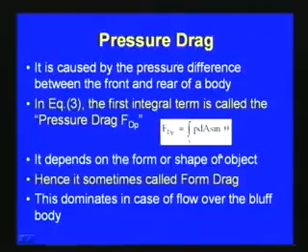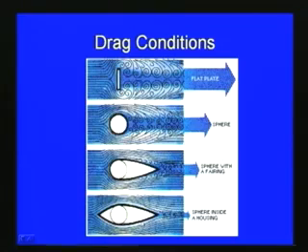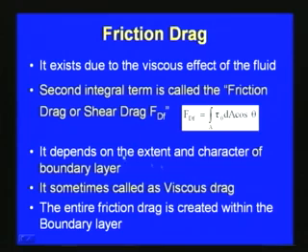This depends on the extent and character of the boundary layer, as we have seen in the last figure. Here the friction drag will be much higher. It is sometimes called viscous drag. The entire friction drag is created within the boundary layer. So, like this we can have the pressure drag, and also we can have the friction drag.